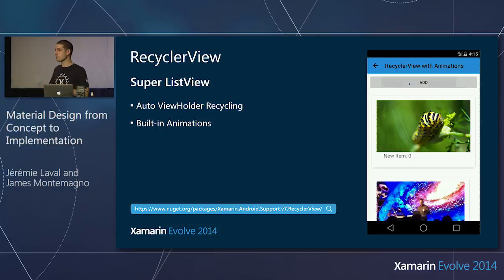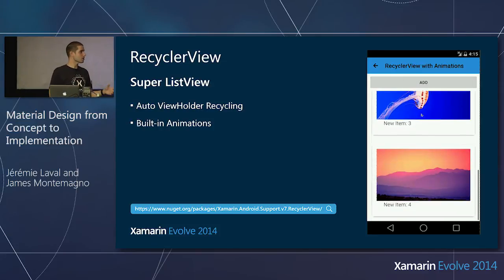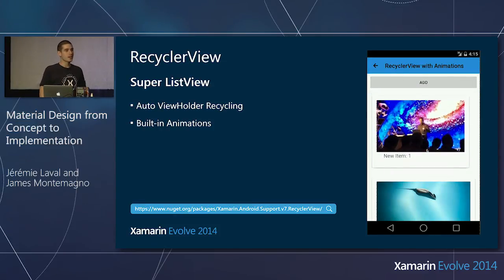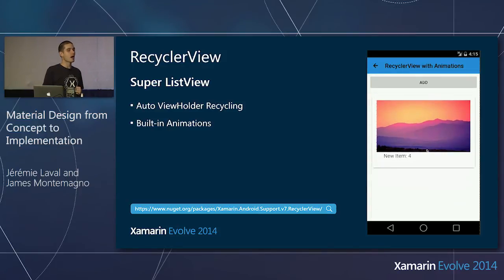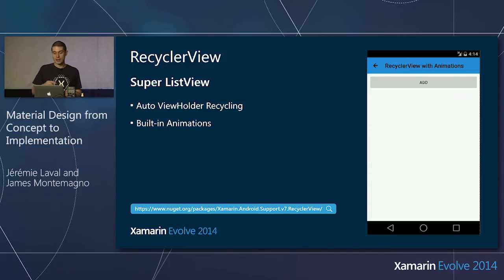But even on top of that, it's been really hard to do these animations. And the biggest part that I like to talk about recycler view is that with one line of code, you can animate in and out items automatically, which we can see here where I'm adding and removing them.